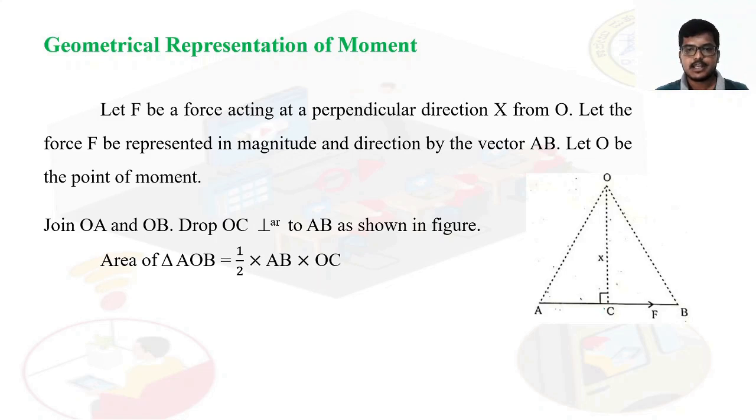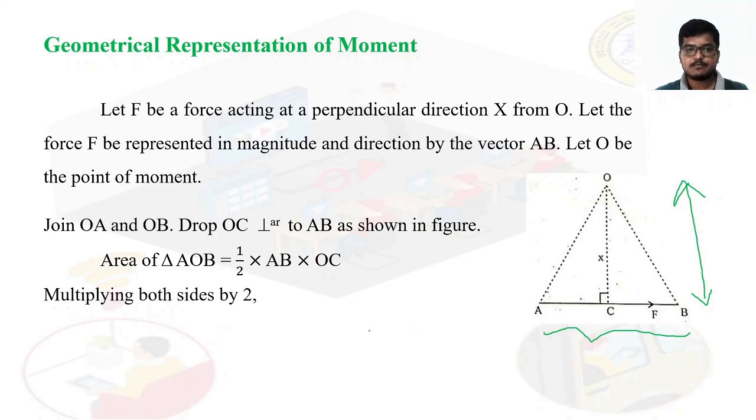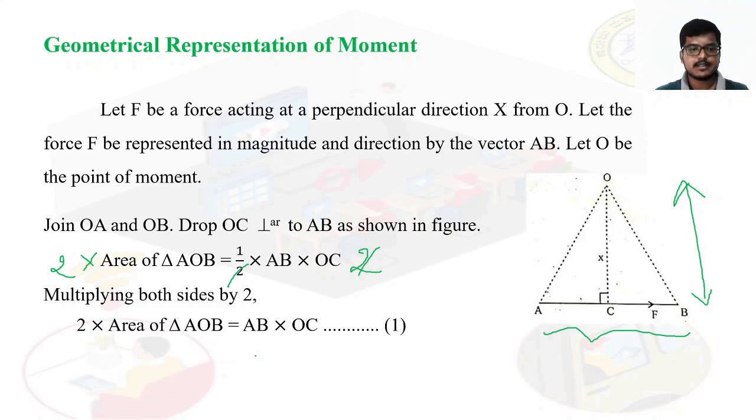So I'll take the area of triangle AOB. What is the area of triangle AOB? Half into AB into OC, half into breadth into depth. Now multiplying both sides by 2, the 2 cancels, so 2 into area of triangle AOB is equal to AB into OC. I'll take this as equation 1.